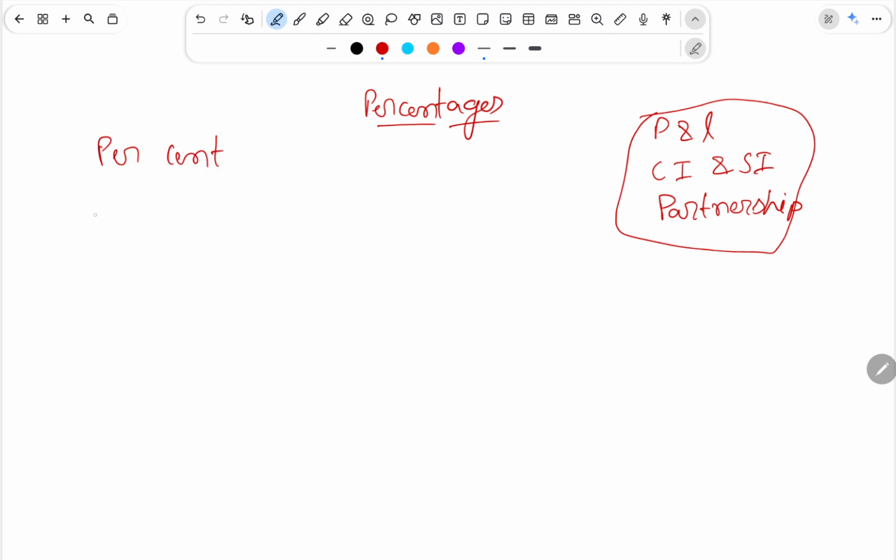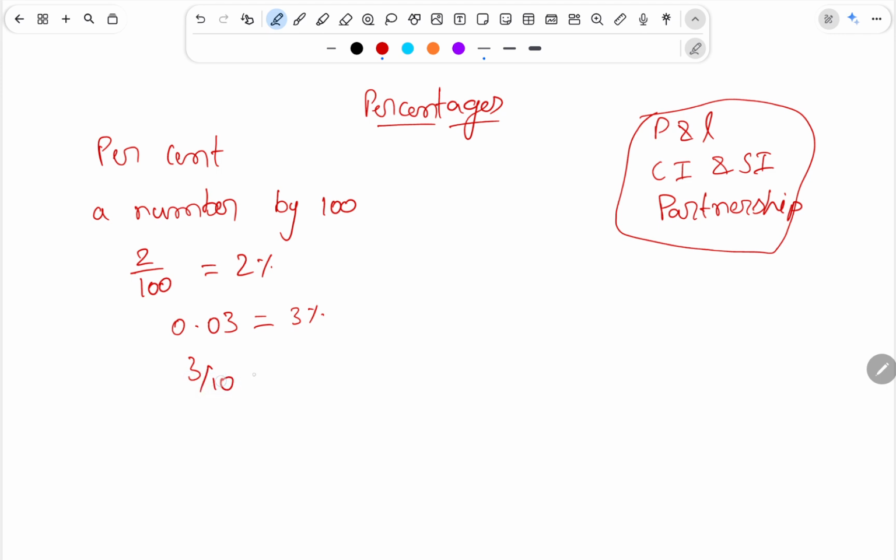Percent. A number divided by, simply we can write by 100, we can say percentage. Suppose 2 by 100, we can say it as 2 percentage. Or 0.03, can say 3 percentage. Or 3 by 10, we can say 30 percentage. Because in the denominator 100 must be, so multiply 10 by 10, numerator becomes 30 and the denominator becomes 100. So 30 percentage.